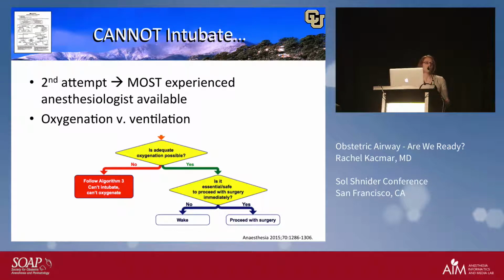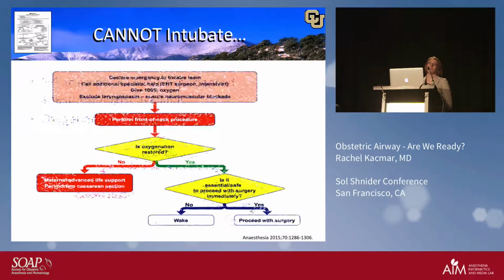I think it's also interesting to note that they strongly advocate for the potential to wake up the patient if oxygenation is possible and it is not a case of a true maternal or fetal emergency. Failing the ability to oxygenate or ventilate, and with continued inability to intubate a patient, we do need to move early towards a surgical airway or an invasive airway. And consulting and gathering our surgical colleagues at this point is important.